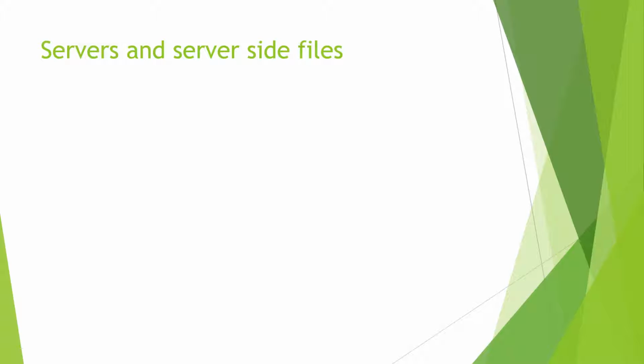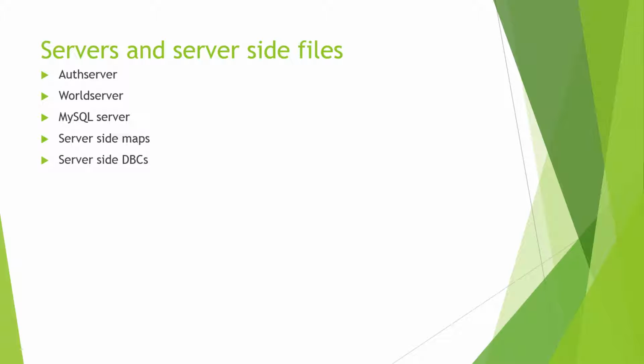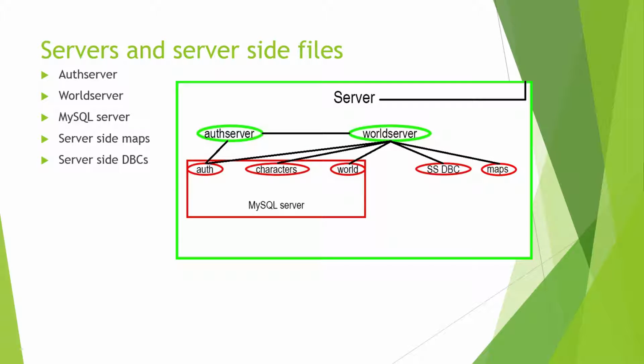So, servers and server-side files. You've got authserver, Worldserver, and MySQL server. Those are those 3 servers. We've got server-side maps and server-side DBCs. As you can see in this overview, authserver uses auth database in MySQL server, and Worldserver uses all 3 databases in MySQL server and server-side DBCs and maps. Those 3 databases in MySQL server are auth, characters, and world. We can have multiple auth servers, we can have multiple world servers attached to one auth server.